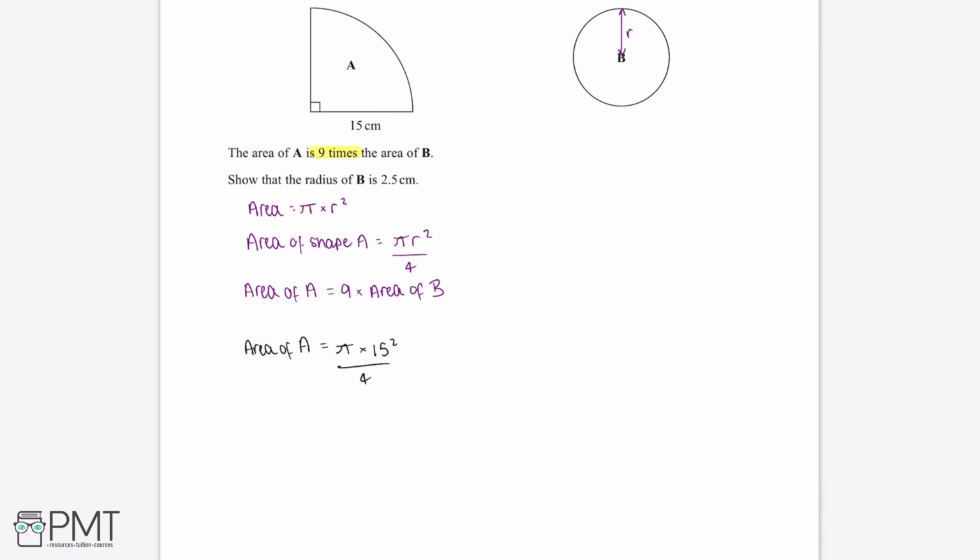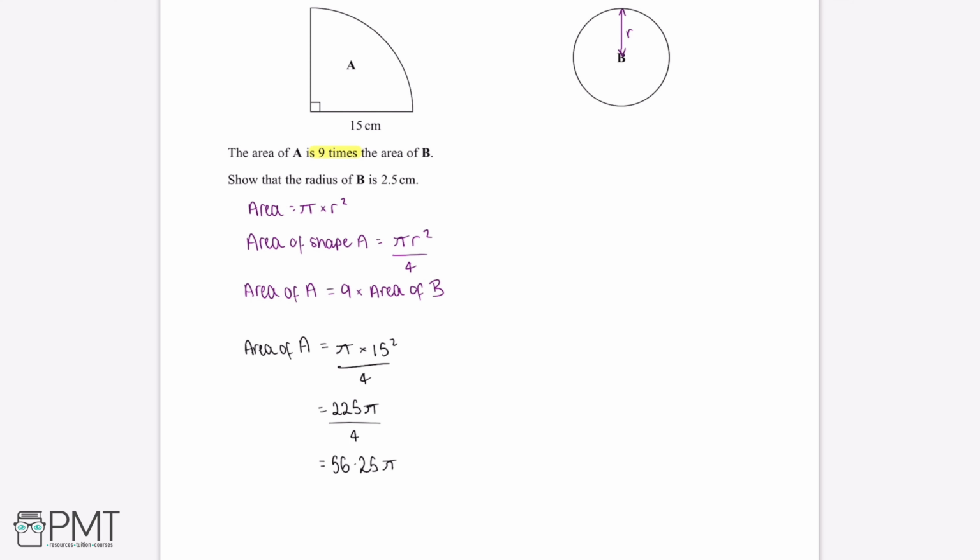Now if we first work out the numerator of this fraction, 15 squared is 225, so therefore 15 squared multiplied by pi is 225 multiplied by pi, and this is all divided by 4. And finally 225 divided by 4 is 56.25. So if it makes it easier, we can write this as a decimal rather than a fraction. So this gives us 56.25 multiplied by pi.